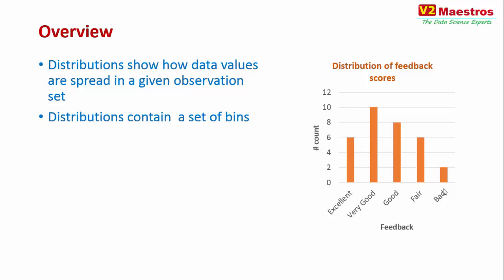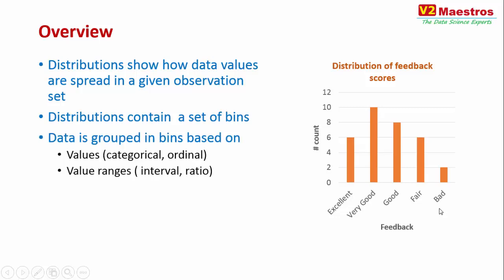Distributions basically contain a set of bins. The bins or groups are shown on the x-axis. So in this example chart on the right side, the bins are actually like the types of feedback you get, like excellent, very good, good, fair, and bad. So each one is a bin, and then you count the number of observations that occurred in each of the bins.